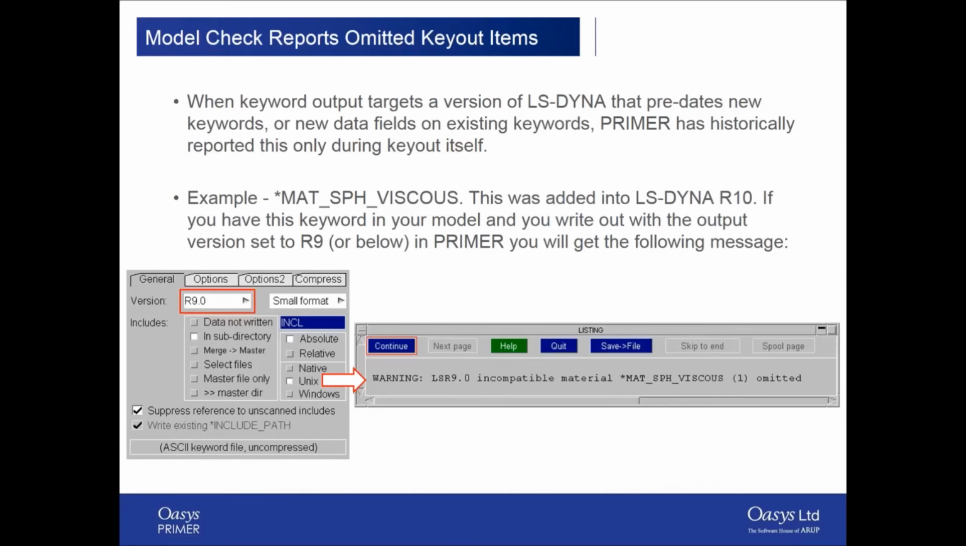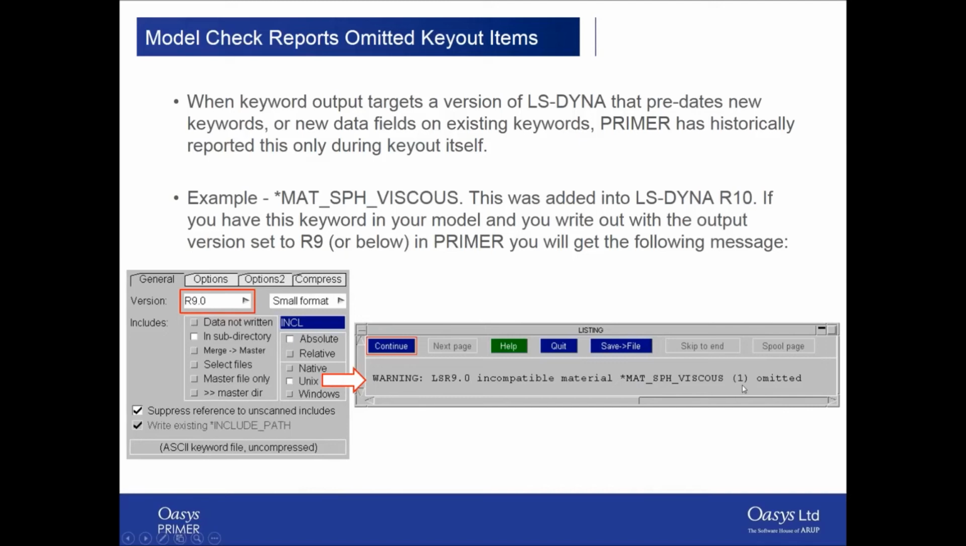Now, one thing that we've added in is related to when keywords and fields on keywords are supported in particular versions or not supported. So you'll probably know this, but when you write a model out of Primer, if a particular keyword or field on a keyword is not supported in the version of Dyna that you're running in, then you'll get a message that says that that particular field or keyword has been omitted because it won't run in that version of Dyna. So here's an example. Star mat SPH viscous was added into LS-DYNA R10. If you're using that in your model and you try to write that out and your output version is set to R9, like in this picture, you'll get a message that looks like this: warning, R9 incompatible material, mat SPH viscous, and it'll be left out.